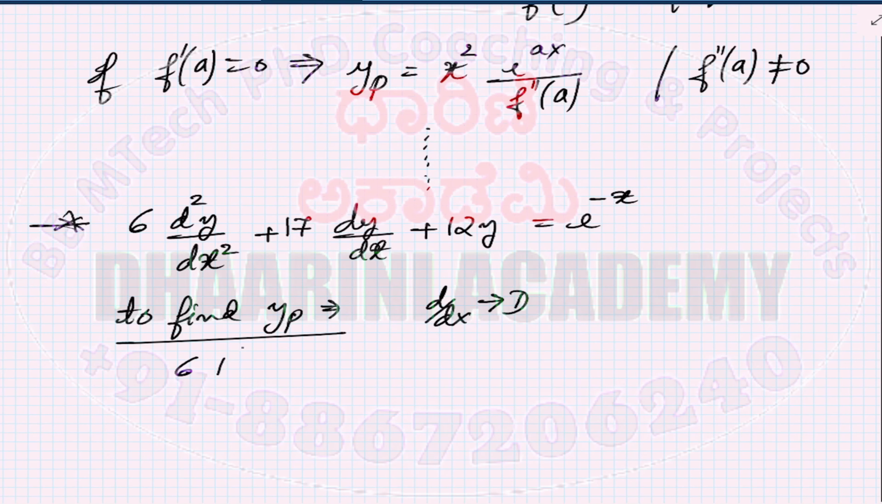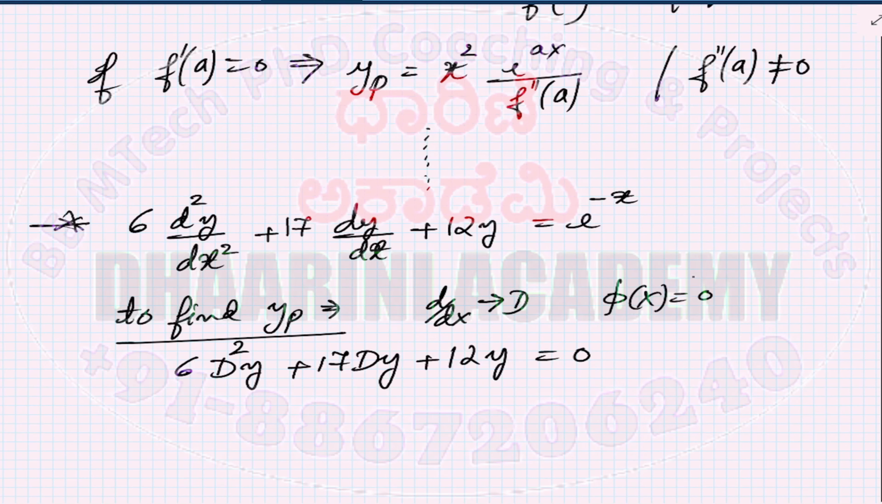So which means it is 6D² y plus 17 Dy plus 12y equal to 0. So do this and make φ(x) equal to 0, so the RHS should be made 0. That's what I am writing here. So once you do this, you get this answer.